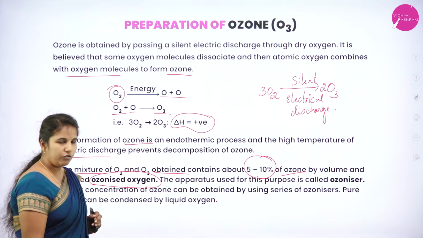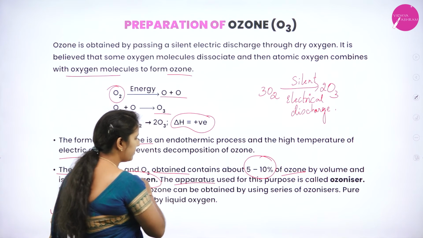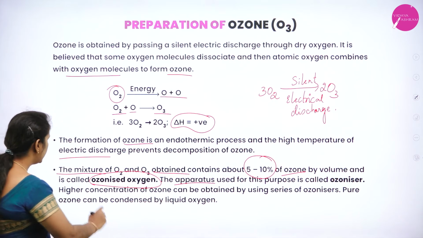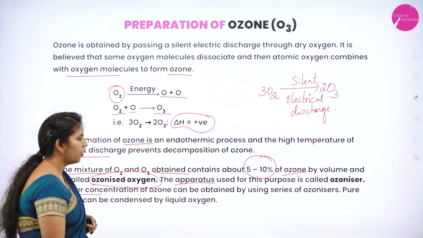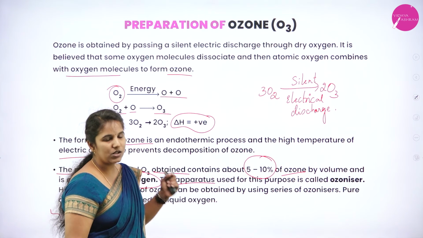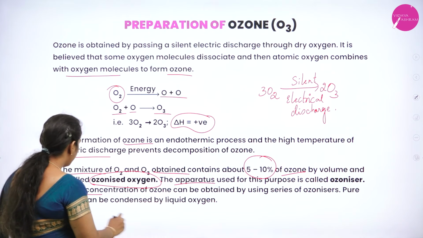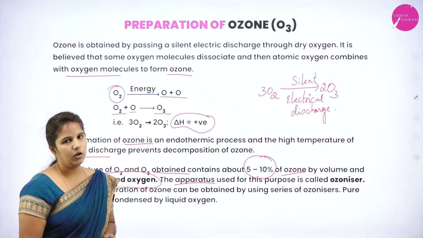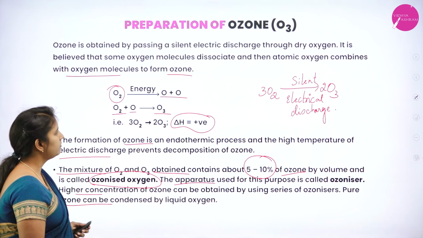For this preparation of ozone, we use a special apparatus which is also known as an ozonizer. The high concentration of ozone can be obtained by using a series of ozonizers, and pure ozone can be condensed by liquid oxygen later.